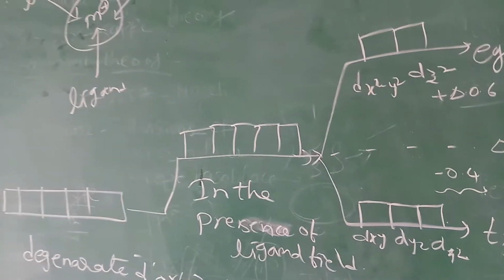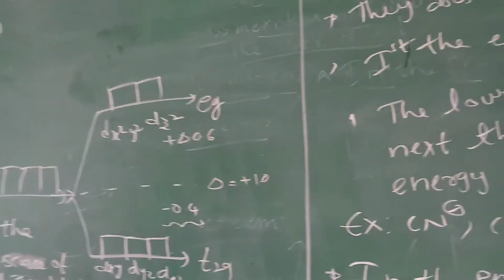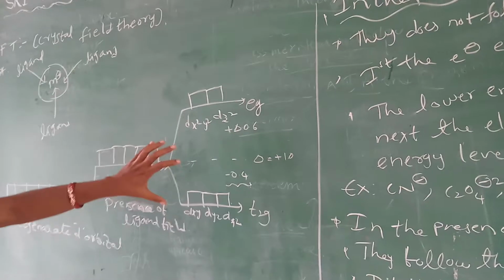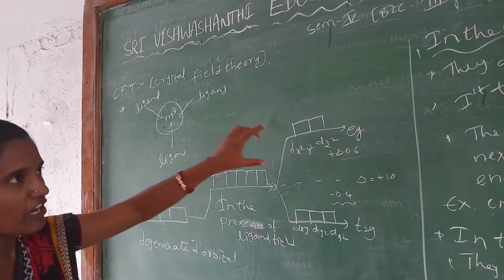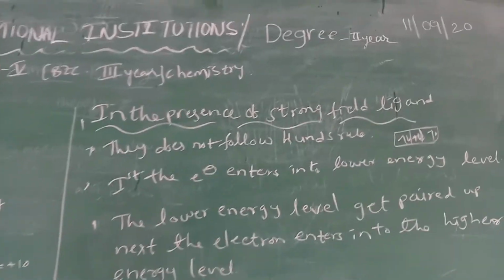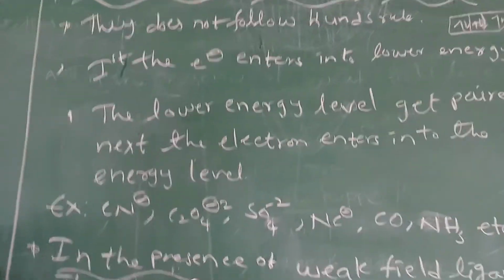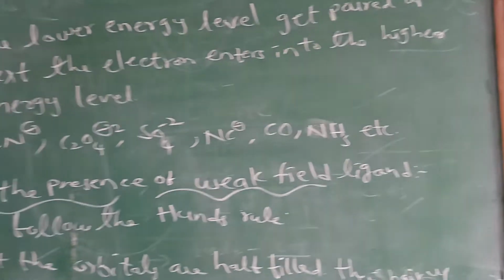Here the splitting depends on the ligands. Ligands are classified into two types: strong field ligands and weak field ligands.